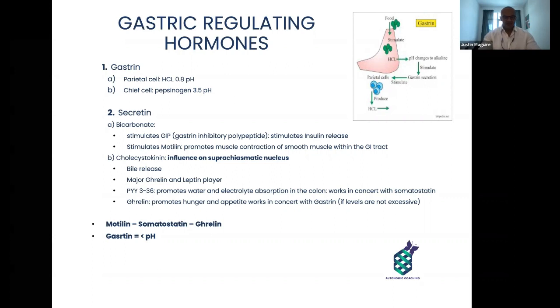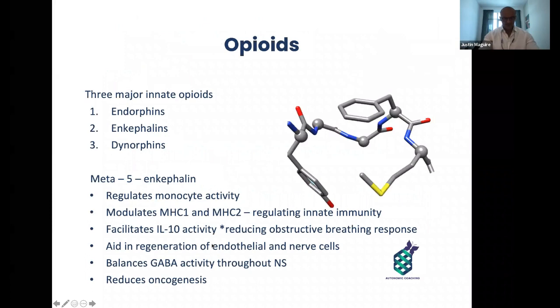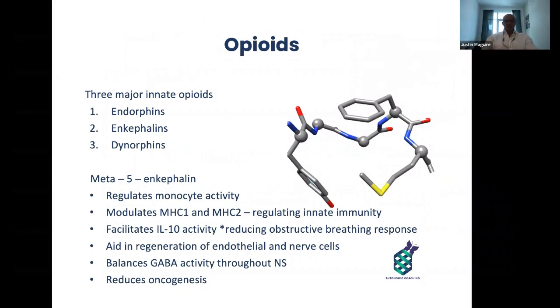Motilin has an impact on somatostatin and ghrelin. Gastrin initiates lower pH. Secretin facilitates higher pH variable releases. Opioids. Okay, very interesting. Like everyone's like, why are we talking about opioids in a gastrointestinal endocrine seminar here? Well, the three major innate opioids: endorphins, enkephalins, and dynorphins. Most of you would know about endorphins released from exercise, but the enkephalins play a huge role within our gastrointestinal system. That's the reason why I brought them up as a main point, a topic to discuss.